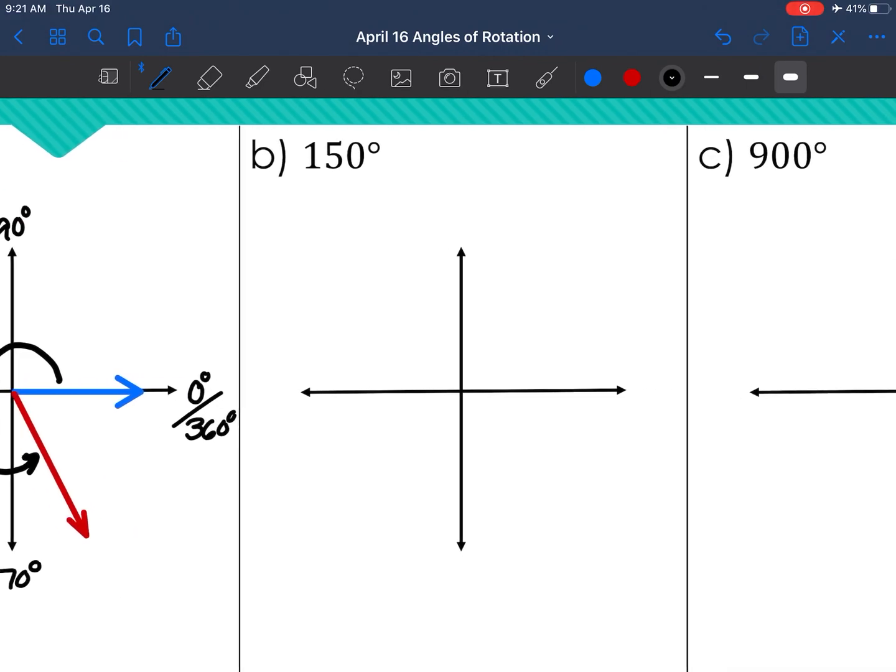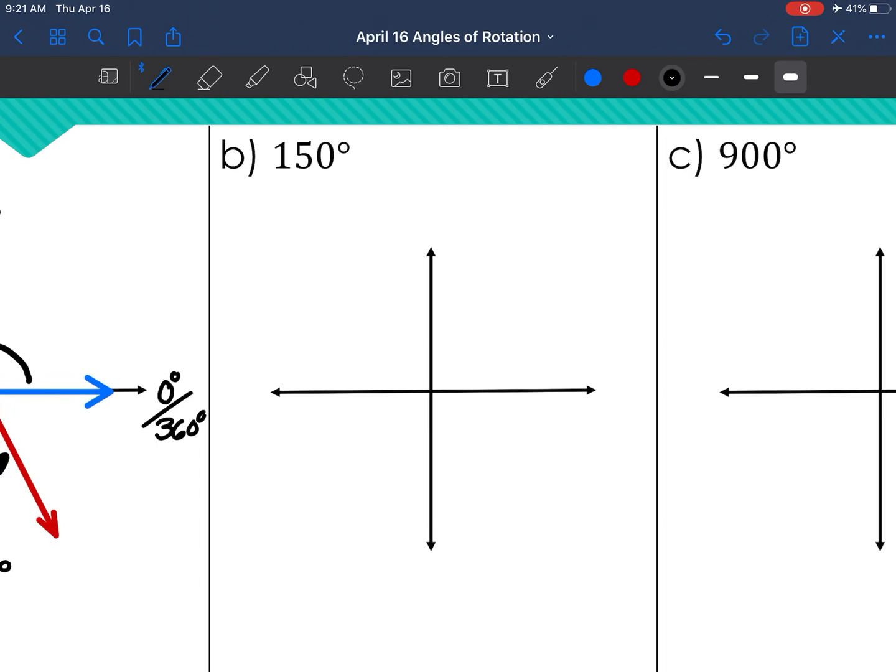So let's do another one. 150 degrees, again, start with the initial side. So you're starting here, then you're going to rotate. Now 150 degrees, well, this is 0, this is 90, this is 180. So it's going to be between 90 and 180, right? Now, which one should it be closer to? Well, 150 is closer to 180. So then when you draw your terminal side, it should be closer to there. So that's what it should look like, a 150 degree angle.